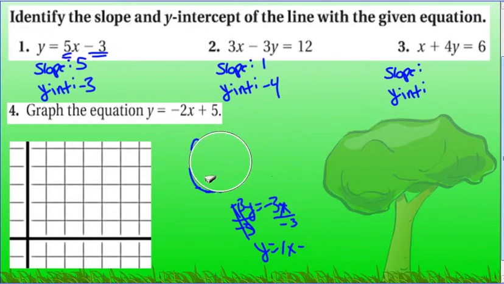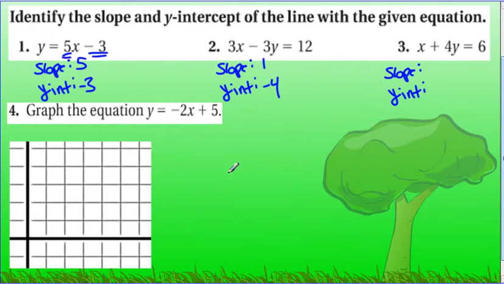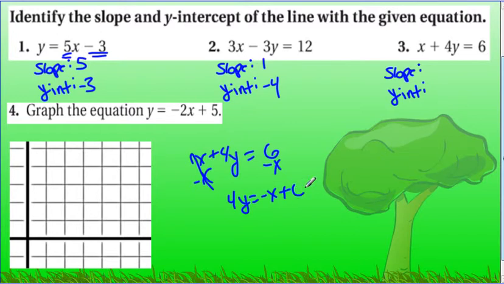Okay, number 3. X plus 4y equals 6. We do not have y equals, so let's get that. I'm going to subtract x from both sides. These cancel. We get 4y equals -x plus 6. Divide by 4, cancel. Divide by 4, y equals, this will not divide evenly.